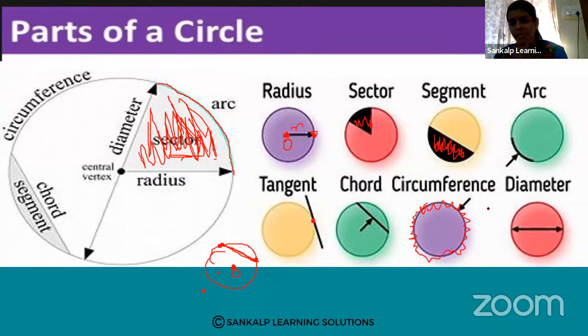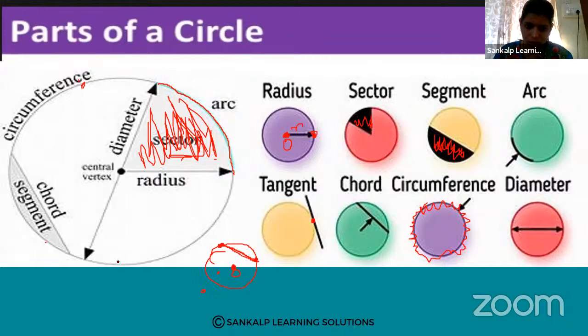Next, diameter means what? Yes, diameter means what? The line passes through the center of the circle, that you call it as a diameter. Remember, the diameter is the longest chord in the circle. So which is the longest chord in the circle? That is diameter. So namge diameter idu chord ellu irಬಹುದು. So it may be here.